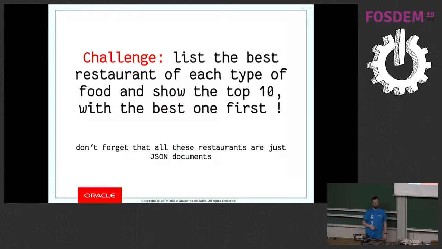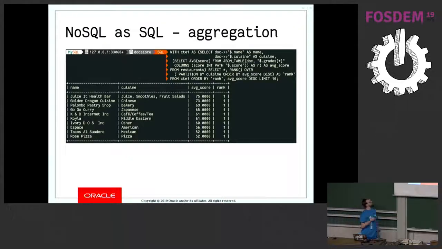With the MySQL Document Store, just use SQL with your NoSQL data and aggregation. So we make a common table expression. SQL is powerful. We use some window functions, and here we are. So we have the cuisine, juice, smoothie, fruit salad. The name is Juice IT Health Bar, with an average of 75. So for all the juice, smoothie, fruit, and salad restaurants we have, this one is the best, and the best of all of them. Then the second best cuisine is Chinese food, and this is the restaurant.